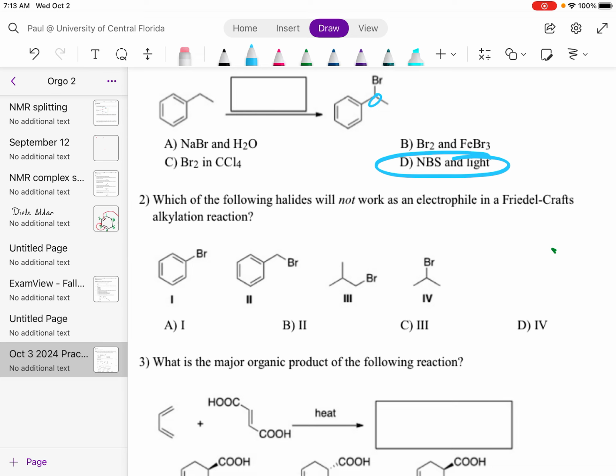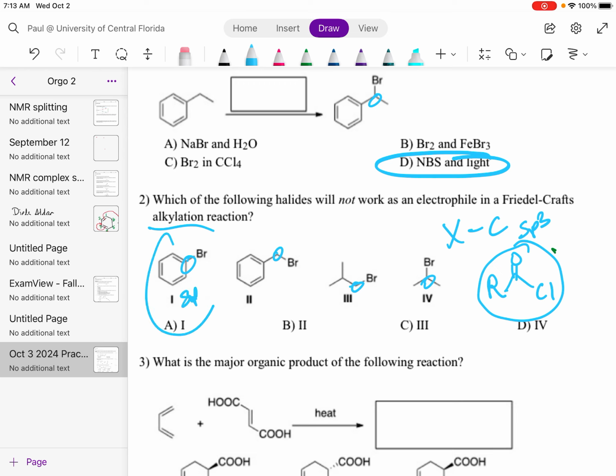Question two, which of the following halides will not work? If you take a look at it, what's the requirement? The halogen has to be attached to a carbon that is sp3 hybridized for the Friedel-Crafts alkylation. Friedel-Crafts acylation, the halogen can be attached to a sp2 carbon. But that's a different reaction. This one, using that reagent, that's Friedel-Crafts acylation. With alkylation, it can only be sp3 hybridized carbons. So that's sp3, sp3, sp3, sp2. So that one will not work.